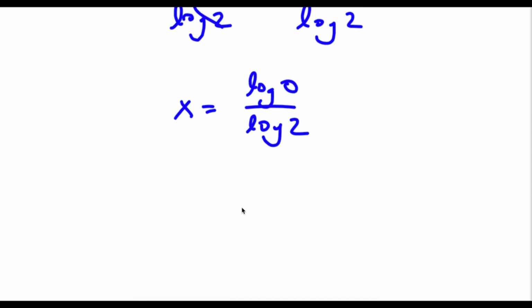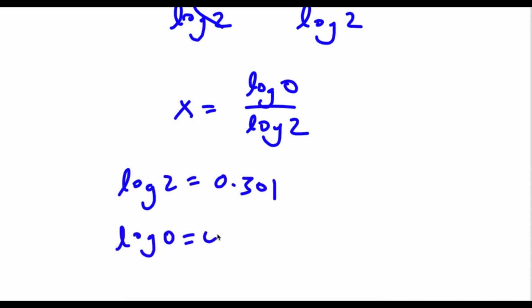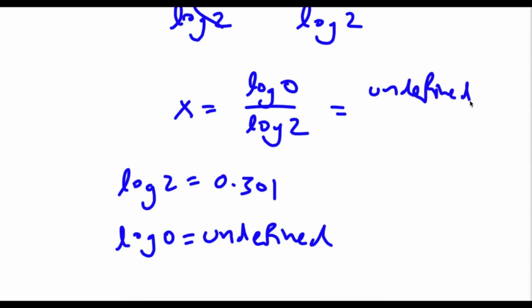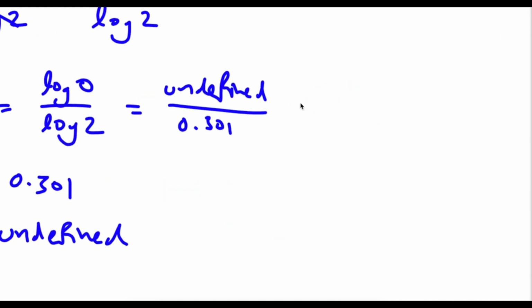Now, log 2, this is equal to 0.301, and log 0, this is actually undefined. So now I have undefined over 0.301. And this means that our answer is undefined, because you can't divide undefined over 0.301.